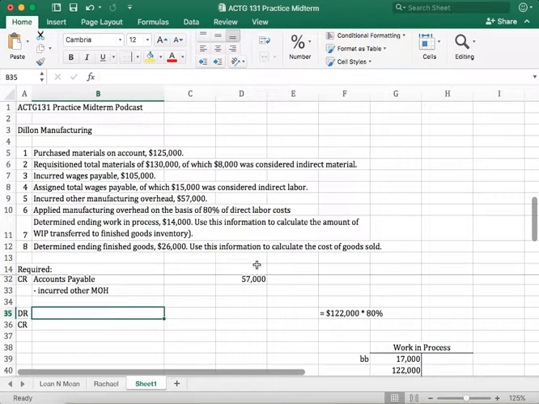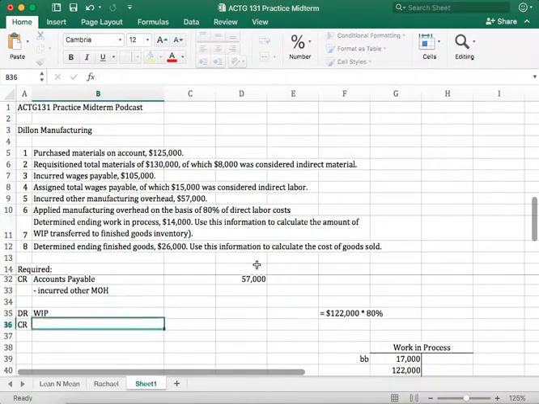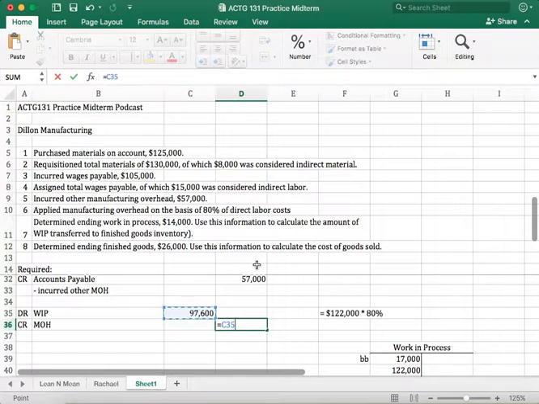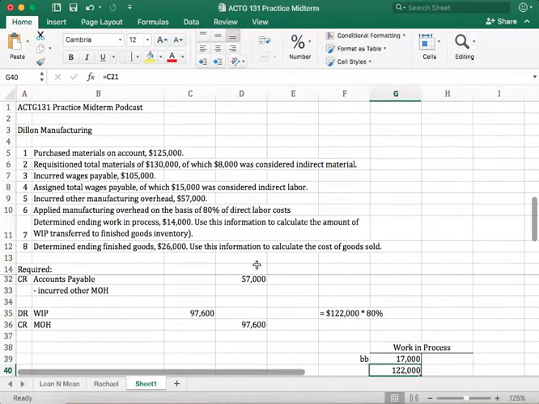Now we'll put in the journal entry. Because this is applied, the debit goes to work in process and the credit to manufacturing overhead. So 122 times 80% is going to come to be calculated as 97,600.